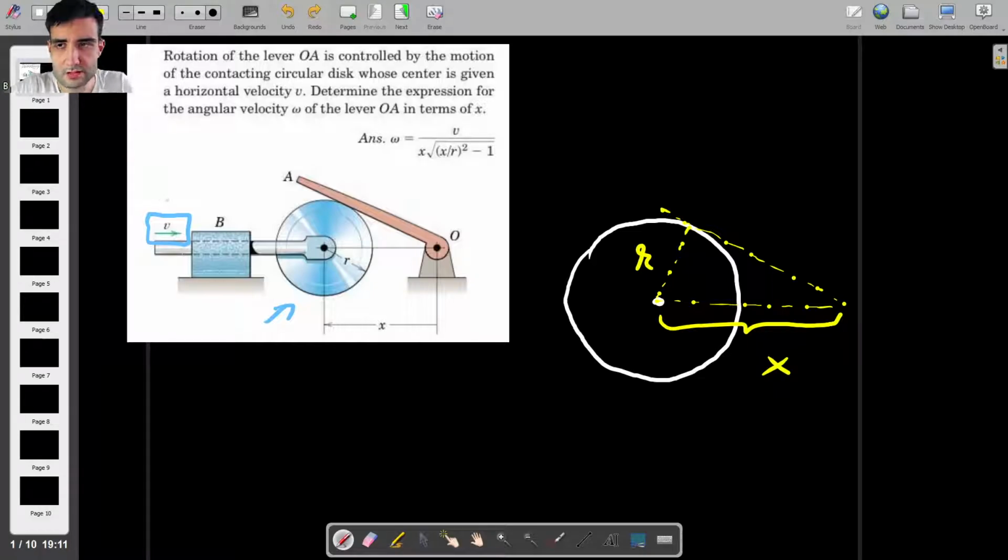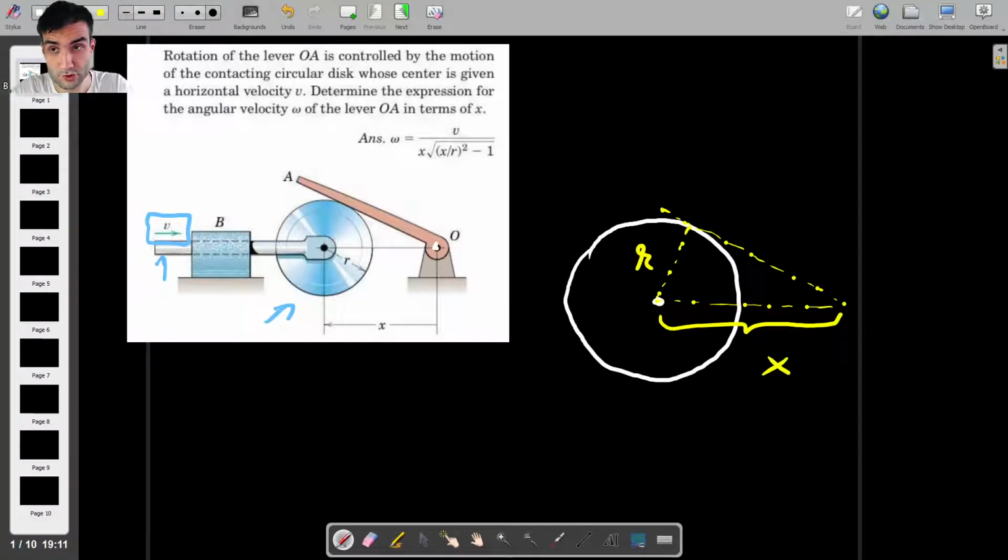So we know this velocity here, right? That's the velocity of the shaft, which is acting to the right. And then we also have the radius of the disk, and we also have the distance from the center of the disk to the pivot where the lever is attached, right? And we know that distance as x.